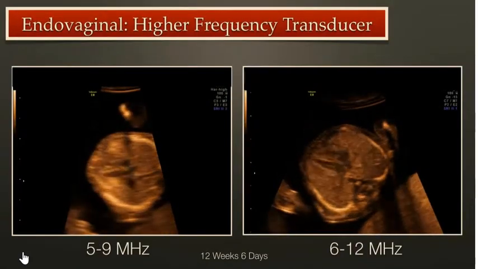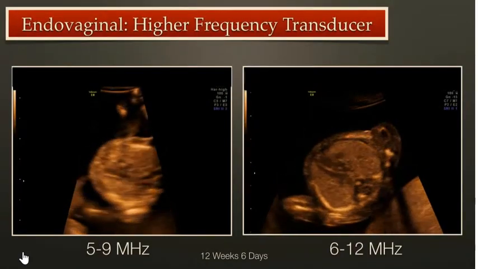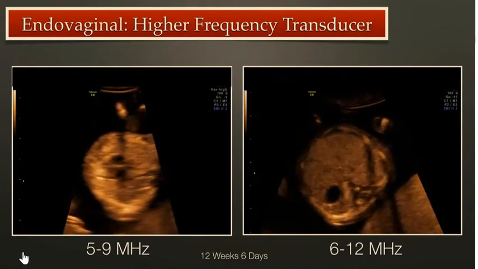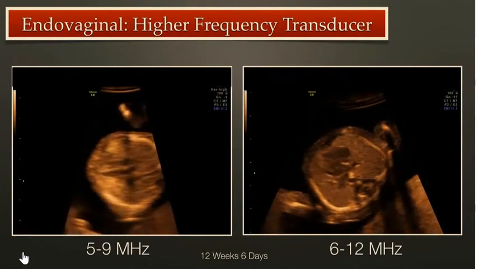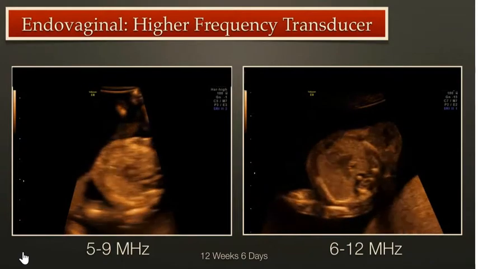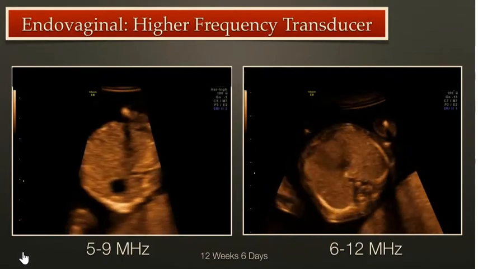This compares 2 endovaginal probes. The clip on the left is a 5 to 9 megahertz probe, and the clip on the right is a 6 to 12 megahertz probe. Note the increased resolution with the 6 to 12 megahertz probe.